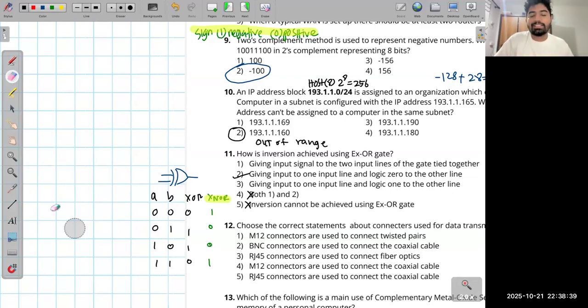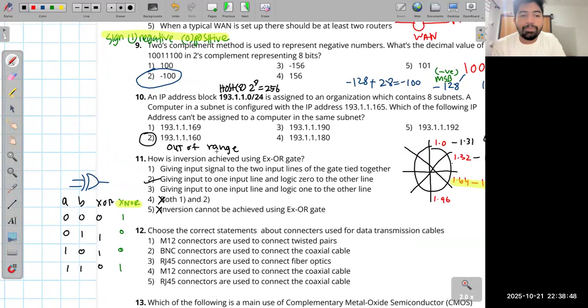Any idea? How can we go for it? Okay, we'll see how inversion is achieved using XOR gate. A very good question. Inversion of XOR gate, how can you achieve it? The inversion of XOR gate is the XNOR gate.